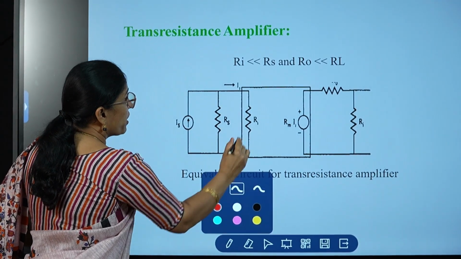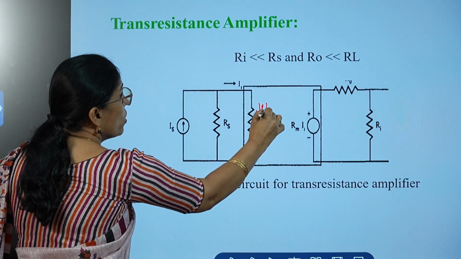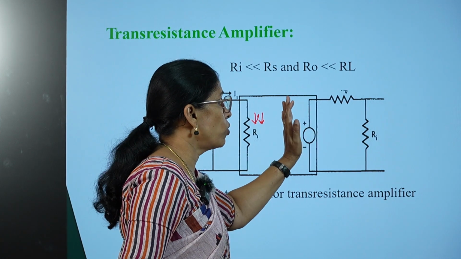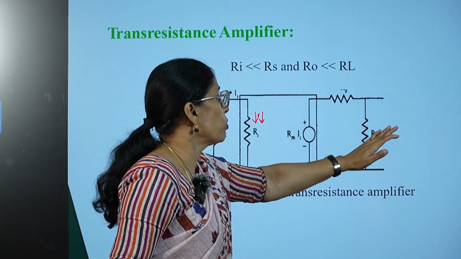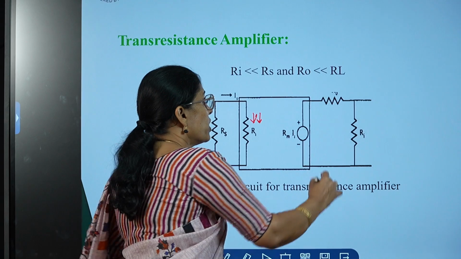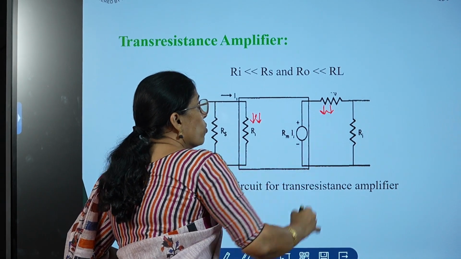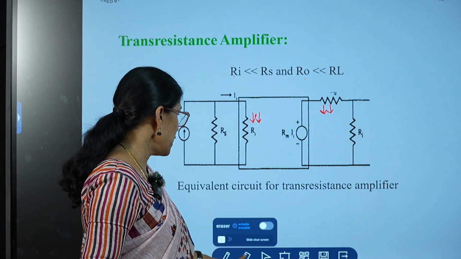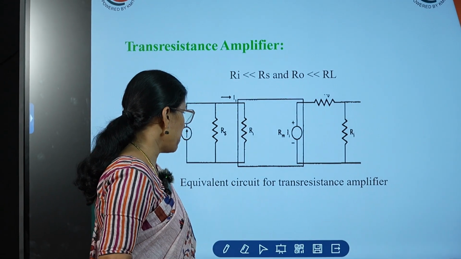Input resistance should be very, very low. Now this should be very, very low. And after the amplification, the complete voltage source, the voltage signal should be applied to the output, means it should not drop. Here also the value should be very, very low. So here both the Ri and Ro values should be very low. This is about the amplifiers.